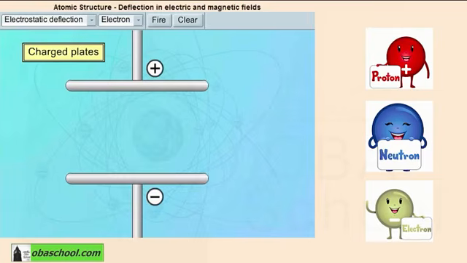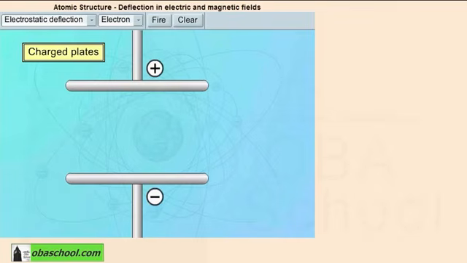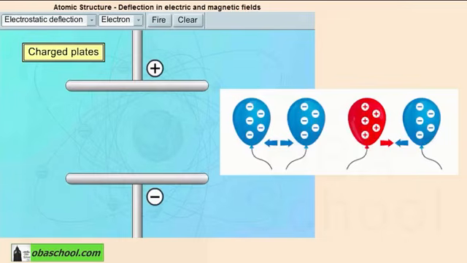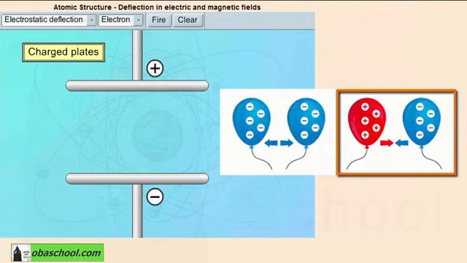To do so, we will place two charged plates. The first plate is positive, and the second is negatively charged. One rule that you should keep in mind is that like charges repel and opposite charges attract. So two positive charges or two negative charges will repel from each other, while opposite charges will attract.